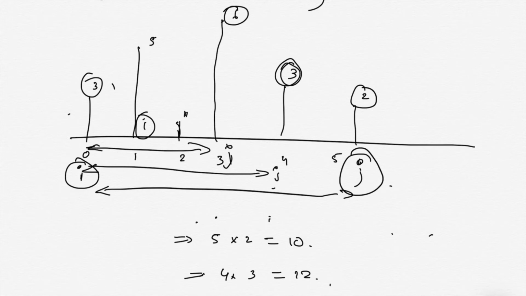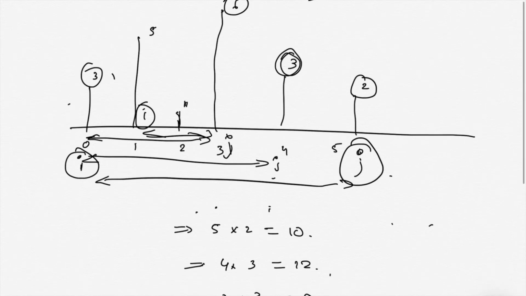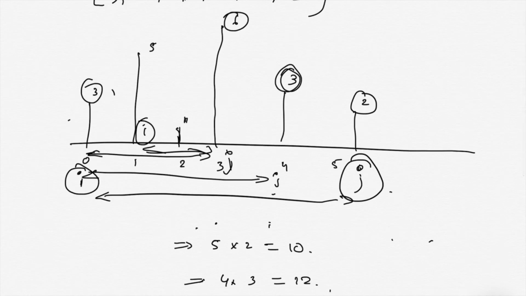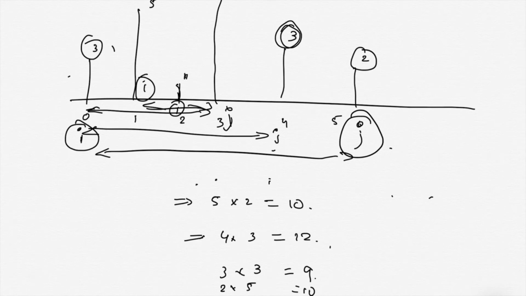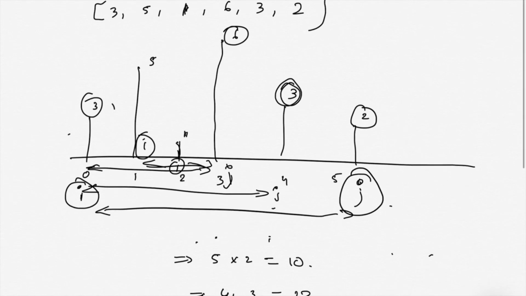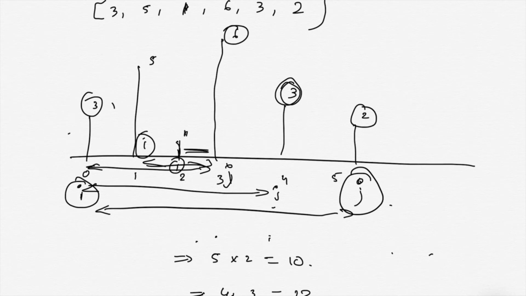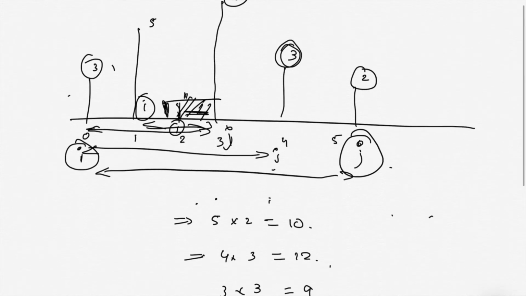So now calculate the area. So 2 into 5, which is 10. The same thing. Now increment i because i is less. So i will come here. So which is 1 into 1, which is 1. So this is 1 and this length is 1. So this area is 1.